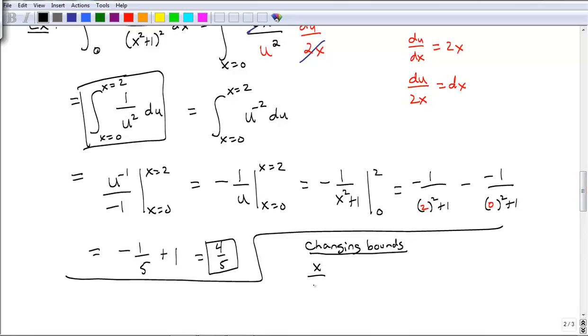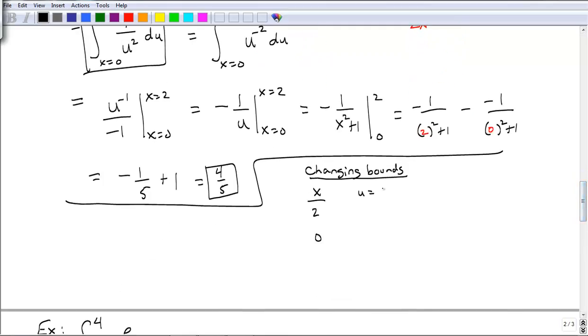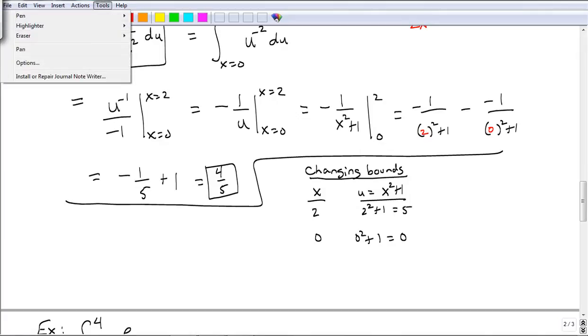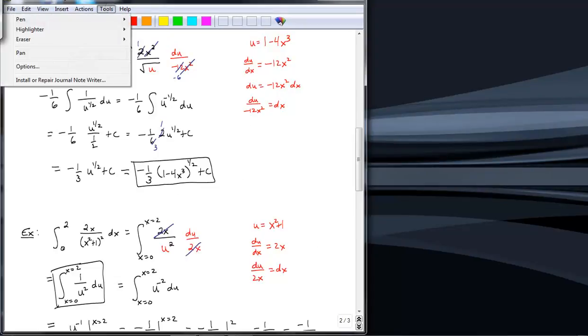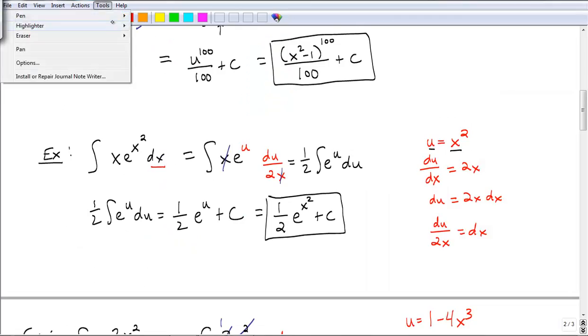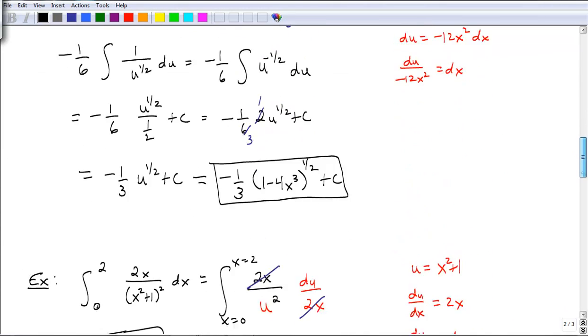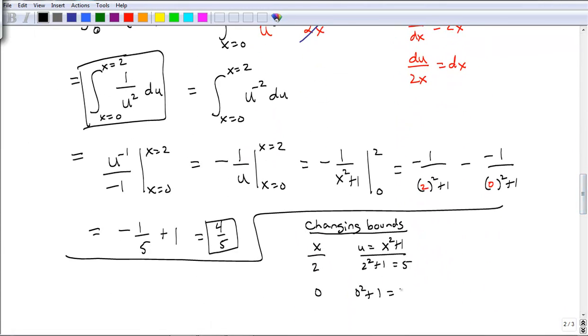The original bounds for x were from 0 to 2. But I said in the beginning that u should be x squared plus 1. So if I wanted to use bounds for u, I would have to go 2 squared plus 1. The 2 would become a 5. And 0 squared plus 1, that would become a 1. And so if I'd have done that with the bounds, then this would have been, oh, this is 1.